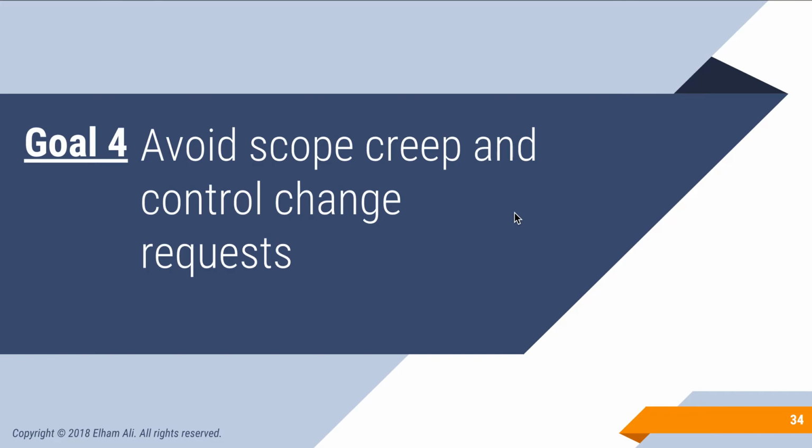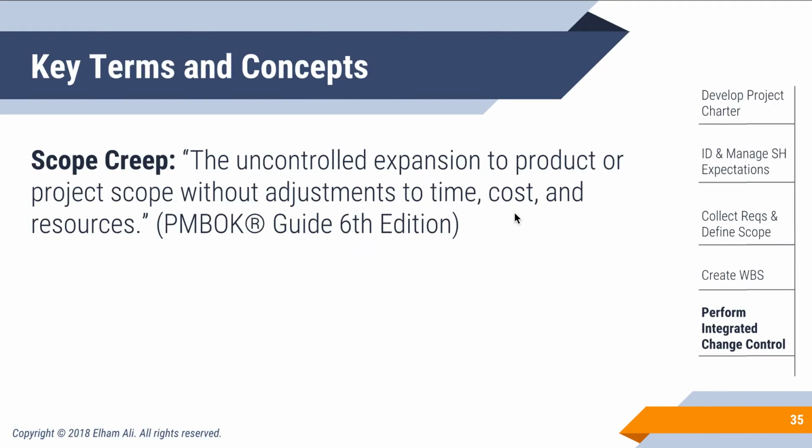Now, I'm going to make sure to bring goal 1 to goal 3 all together to see how there are certain challenges that we might face as project managers and as team members. In a way, we can avoid scope creep and control change requests from goals 1 to 3. So scope creep is basically the uncontrolled expansion of your project or product scope without adjusting for certain constraints, including your time, costs, and resources.